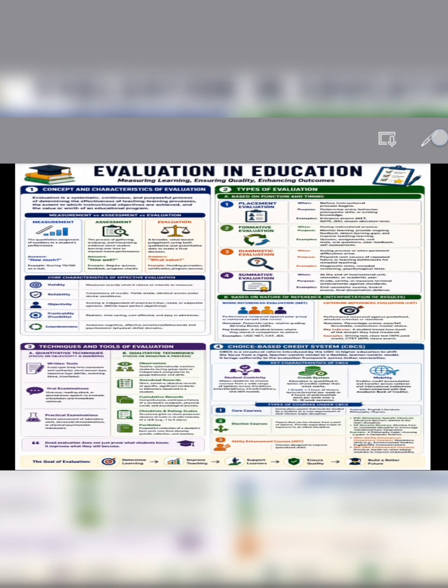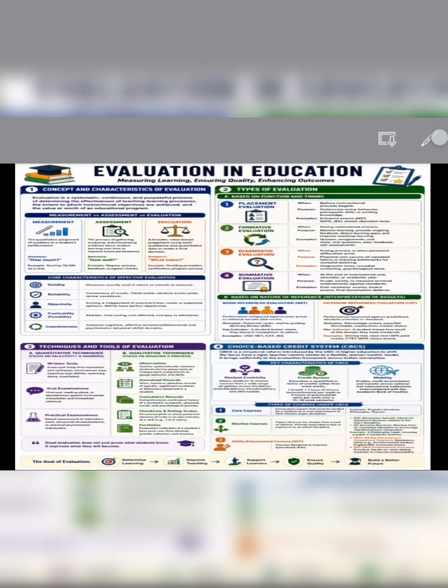Finally, Section 4 connects these principles to modern structural reform, specifically the CBCS. CBCS shifts higher education from a rigid teacher-centric model to a flexible learner-centric model, relying on structured evaluation across three course types, that is core courses, elective courses, and ability enhancement courses. When we integrate proper measurement, assessment, and evaluation, we achieve the global goals laid out at the very bottom line.